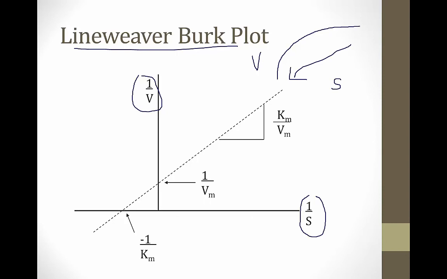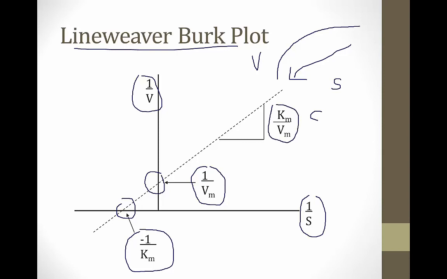When it gets converted into a straight line, there are some very important points that are easy to identify. The point where it crosses the x-axis, which is right here, is equal to minus 1 over Km. The point where it crosses the y-axis right here is equal to 1 over Vmax. And then the slope of this line is that constant C, which I drew on the last slide, and that's Km divided by Vmax.